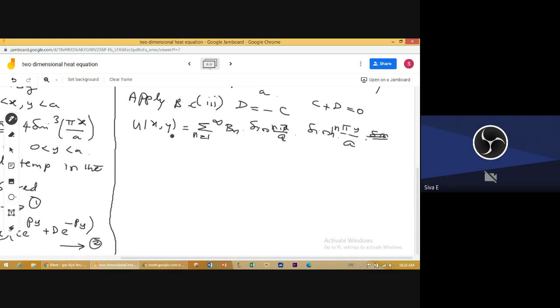u of x comma y equal to summation of n equal to 1 to infinity bn sin n pi x by a sinh n pi y by a. So the last boundary condition, what is the last boundary condition here? u of x comma a. What is u of x comma a? It is given as 4 sin cube pi x by a. So substituting y equal to a here, what do you get?